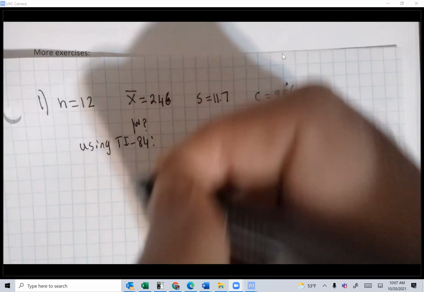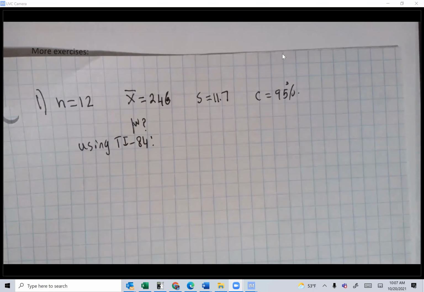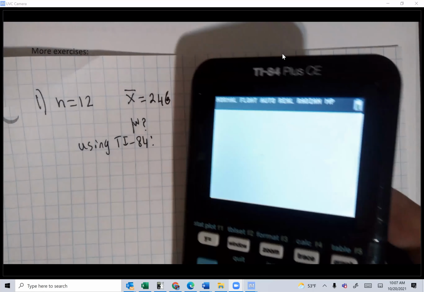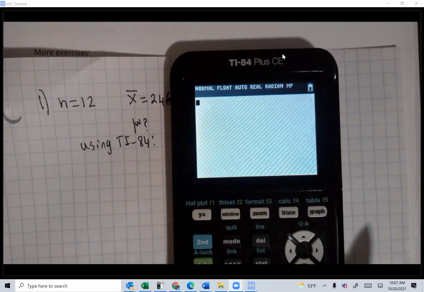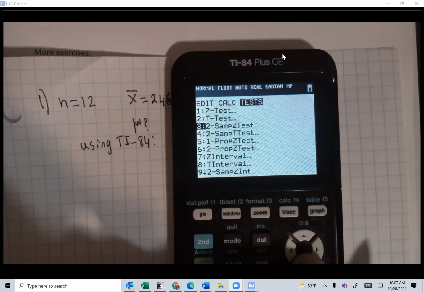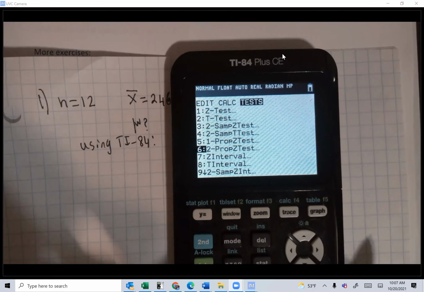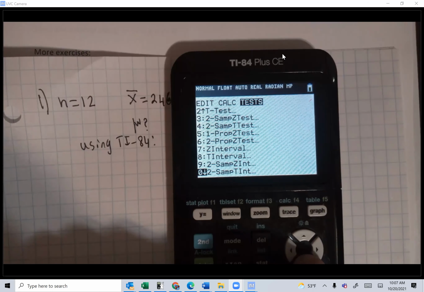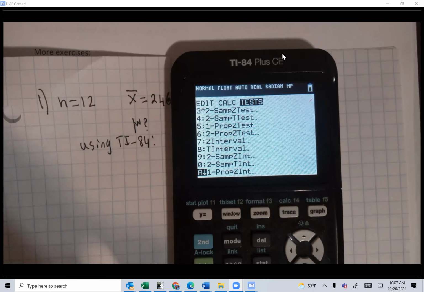Okay, watch, guys. Very straightforward. All you need to know is which interval, which feature to use. So you just go here. You go to Stat, Tests, and now you will start thinking, well, in this chapter, I learned about Z interval, I learned about T interval, and I learned about one more, which is one prop Z interval.